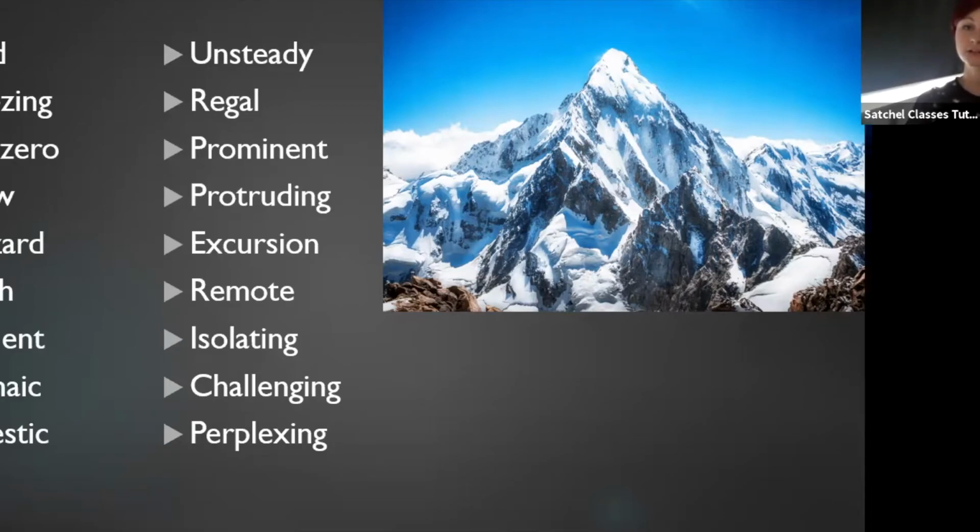Protruding, because obviously it's come up from the earth, it's there, you can see it. Excursion. So the reason again that I say excursion is because if you were to hike up this mountain, it would be a bit of an excursion. You know, it would be something that you would not want to do every day, essentially. And again, remote, isolating, challenging as well, if you were to climb up it, and also perplexing, because I suppose if you did really think about it, it's quite awe-inspiring that the world can create something like this. So some people might become quite perplexed by that.